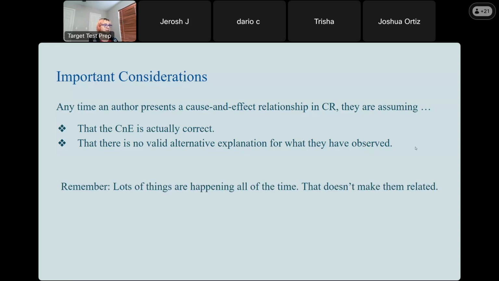So lots of things are happening all the time. That doesn't make them related. This is the whole basis of cause and effect arguments. There are things happening all the time everywhere. Cause and effect arguments are often prone to sequencing errors. So if they think that A causes B, it could be the other way around and B could cause A. Co-occurrence, things just happen at the same time. And in the case of co-occurrence, a lot of times there might be a third variable that causes both. And correlation and causation, which is similar, but again, very important to cause and effect. That just because two things happen, even repeatedly together, that does not mean that there is a causal relationship.